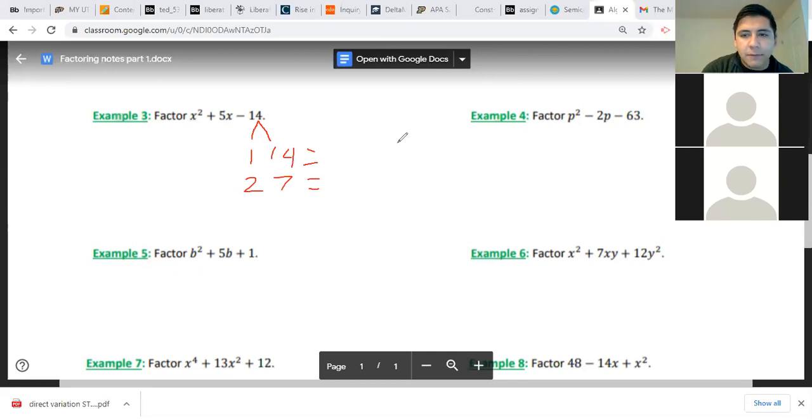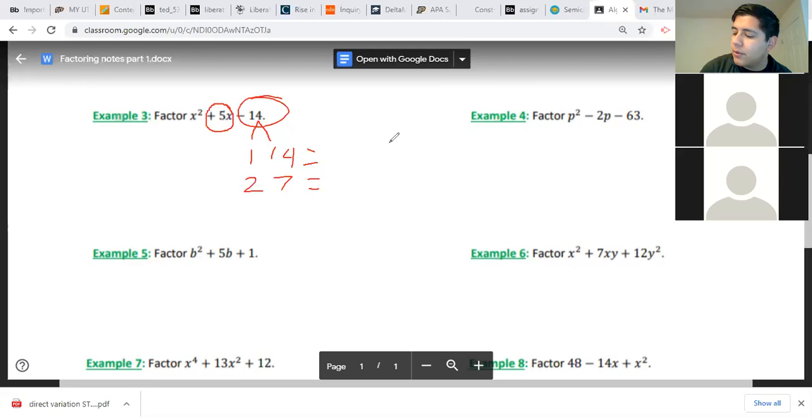Here's where it gets maybe a little bit different. We have a negative 14. What does that suggest? If we're multiplying, what does that suggest for one of our numbers here? One of the numbers has to be negative. But at the same time, we also need to make sure that we're adding up to a positive 5x. So which ones would give us a difference of 5? 2 and 7. 2 and 7 would give us a difference of 5.